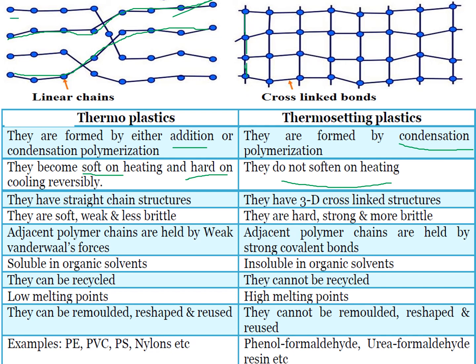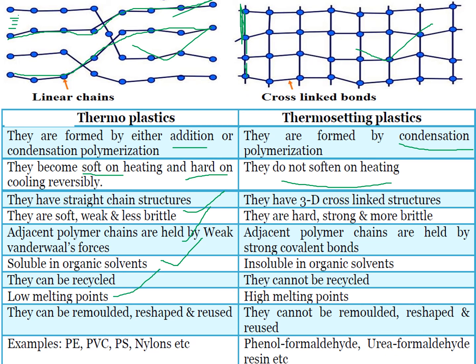Here, in thermoplastics, there are only physical attractions between the polymer chains. The interaction between one chain and another chain is by weak van der Waals forces. But in thermosettings, there is a strong covalent bond. So obviously, cross-linked thermosetting polymers are thermally stable compared to the thermoplastics. That's why thermoplastics, held by weak van der Waals forces, are soft, weak, and less brittle. They dissolve in organic solvents, so they have low melting points.